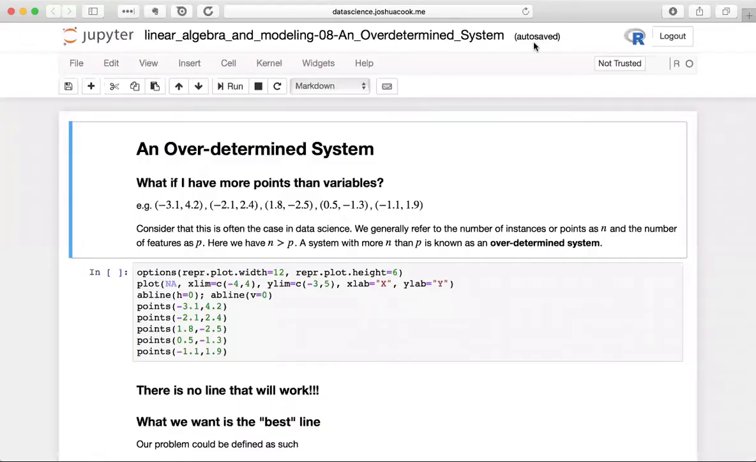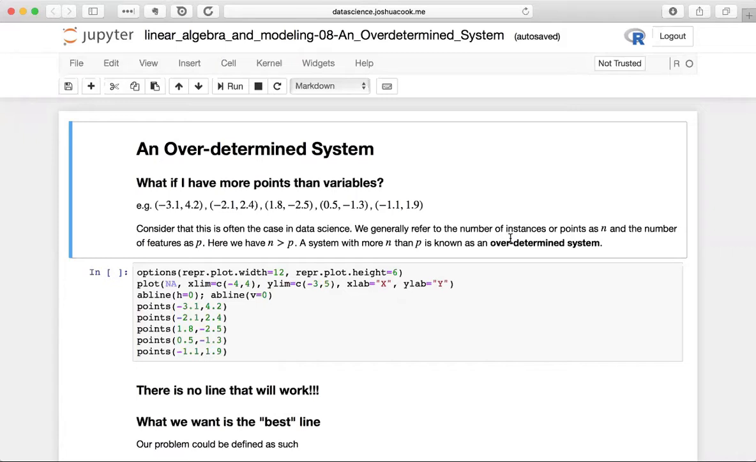Okay, this is the 8th video in the linear algebra and modeling sequence. This is called an overdetermined system. So what if, in this inverted problem where we have points and we want to get a line from those points, I have more points than I have variables?